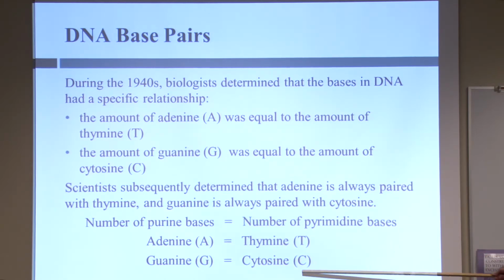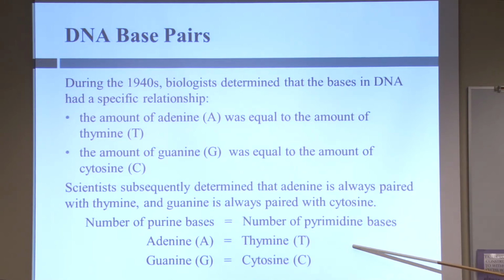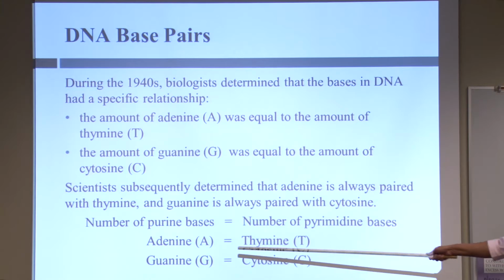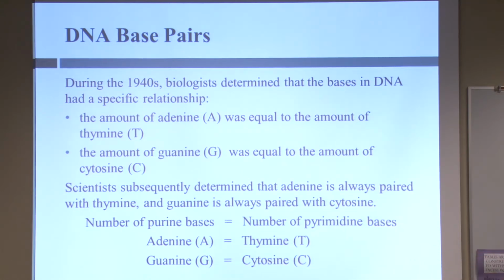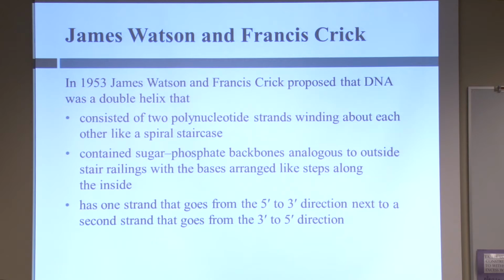So now this is where we are right now. The number of purine bases is equal to the number of pyrimidine bases, and this is the combination of those bases. Now we'll see the DNA double helix. So what is the DNA double helix? This is the Watson-Crick model. We'll look at the model in a little bit, but let us look at some important points here.